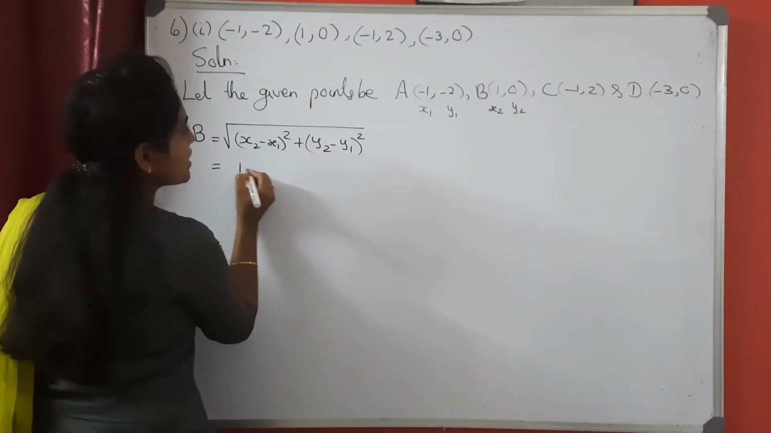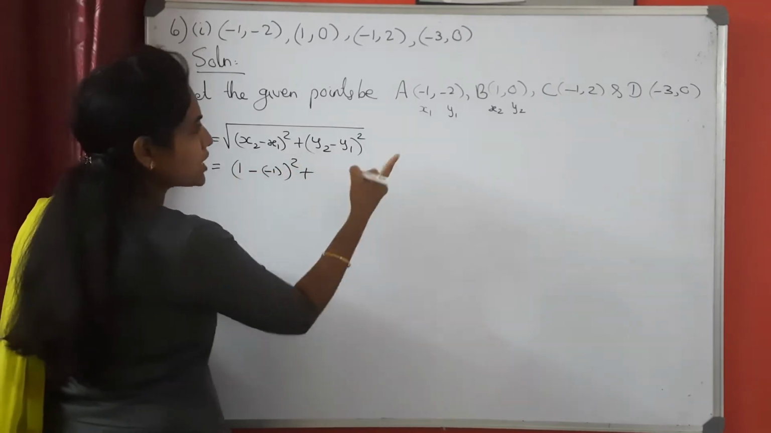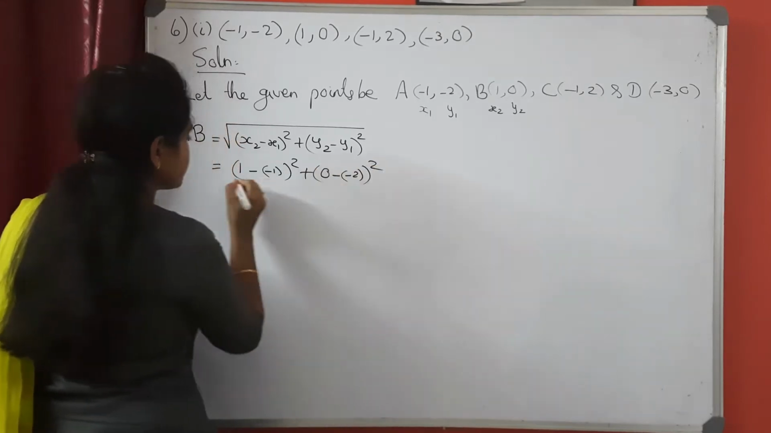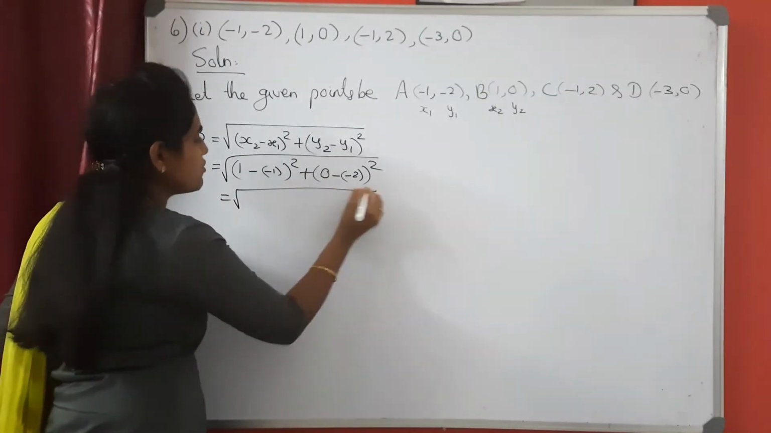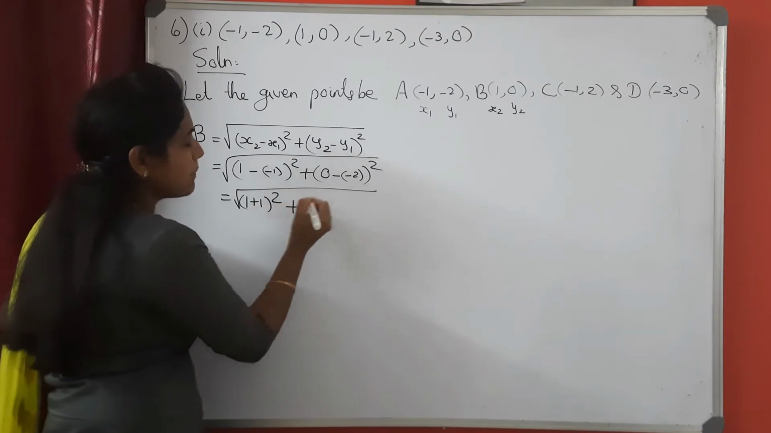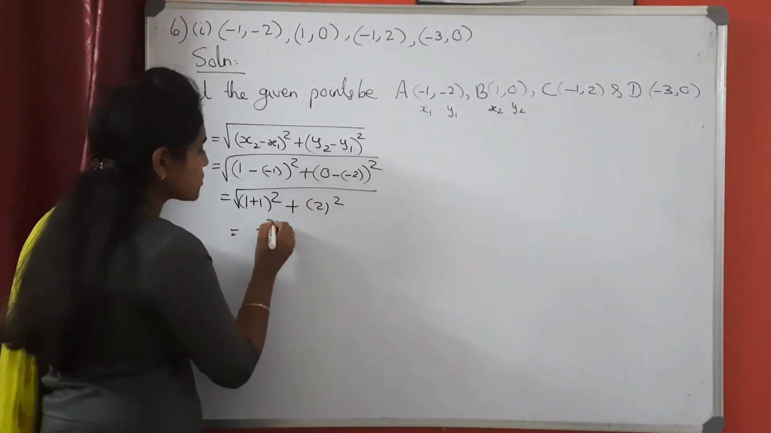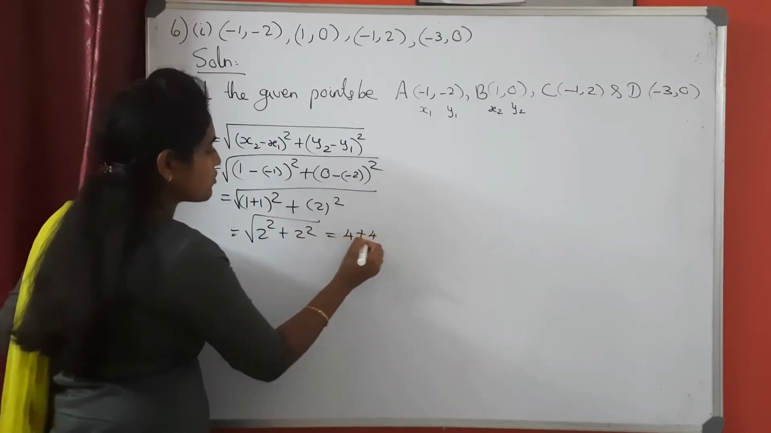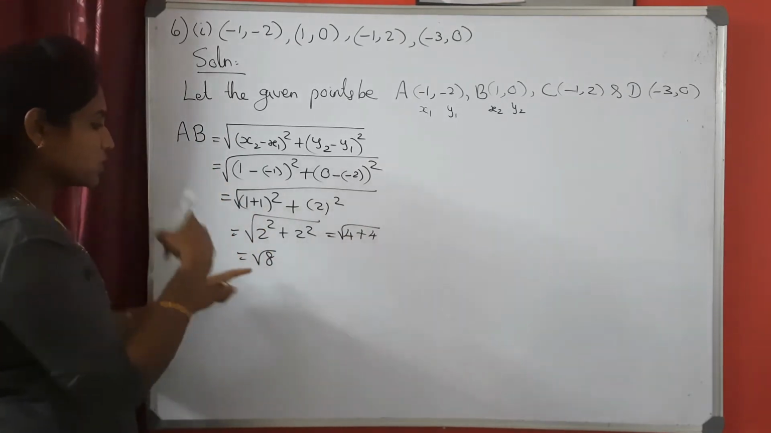AB equals root of (1 minus (-1)) the whole square plus (0 minus (-2)) the whole square, which is root of (1 plus 1) square plus 2 square, which is equal to root of 4 plus 4, which is equal to root 8. So we got AB equal to root 8.